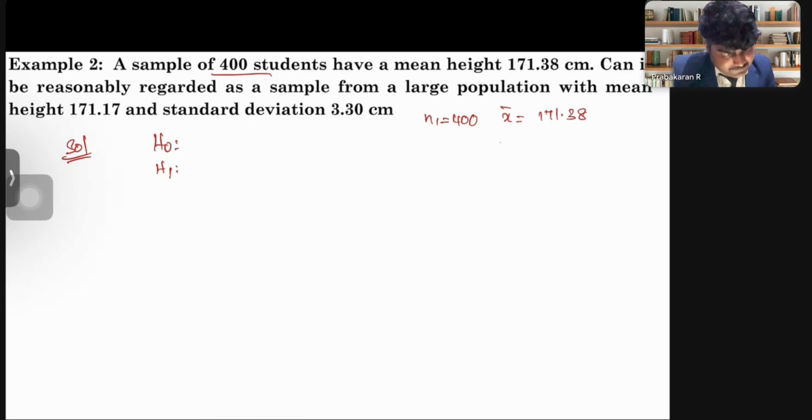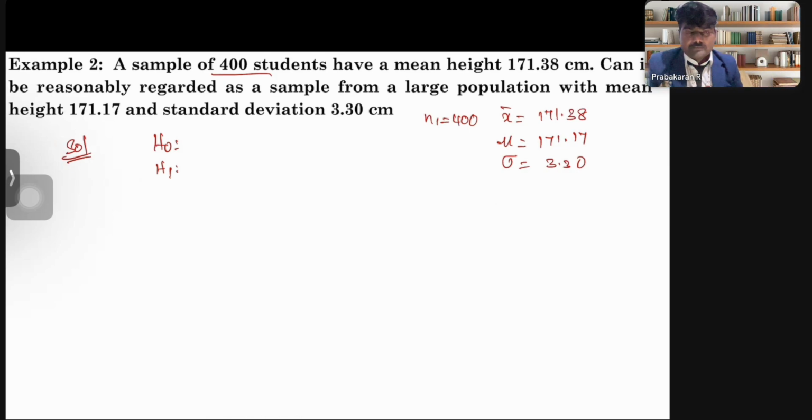Population mean mu is 171.17 with the standard deviation sigma value they have given, that is 3.30. So the same problem, in this they have given the standard deviation of population. H0 is, there is no significant difference between the sample mean and population mean. You can write it in that way. Otherwise, the question itself we can frame, the given sample is drawn from the given population. H1 is, the given sample does not come from the given population with respect to the mean and standard deviation. So you can write the H0 and H1.